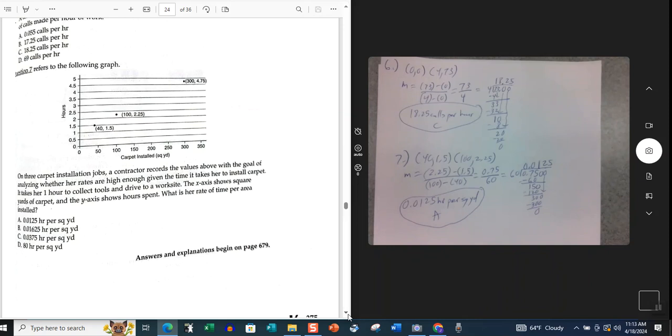So that finishes up the second part of lesson 9 of chapter 6.